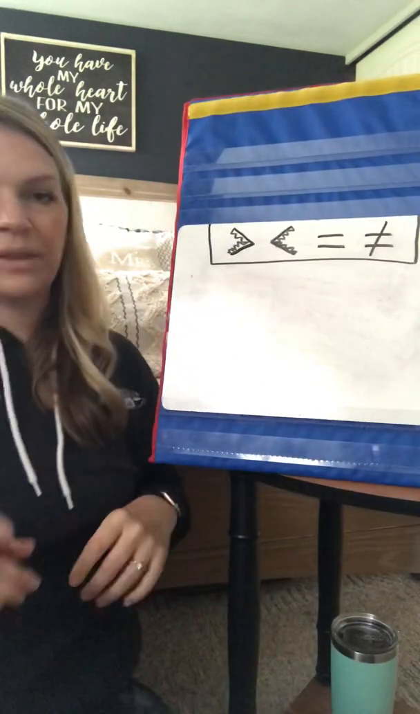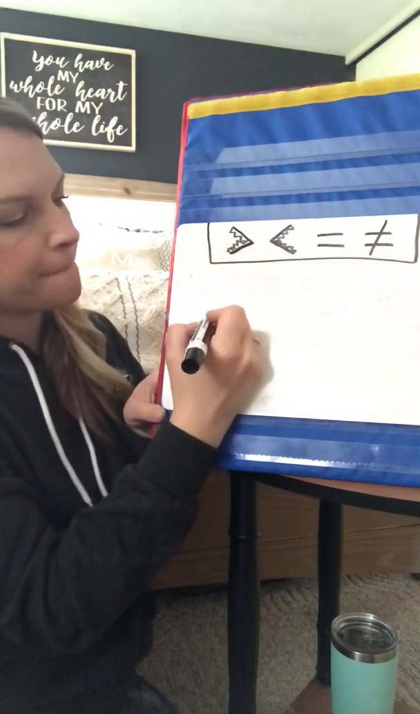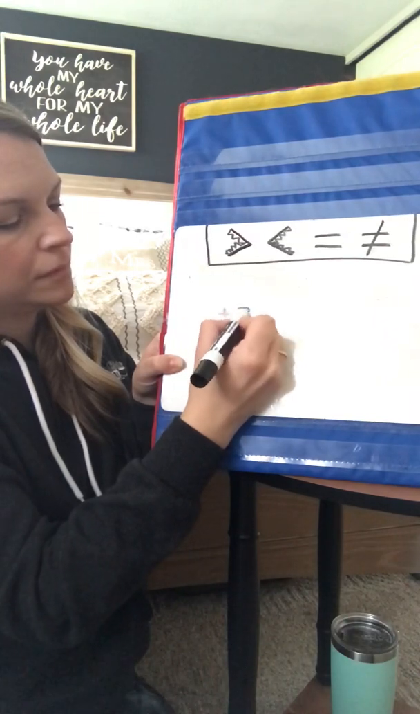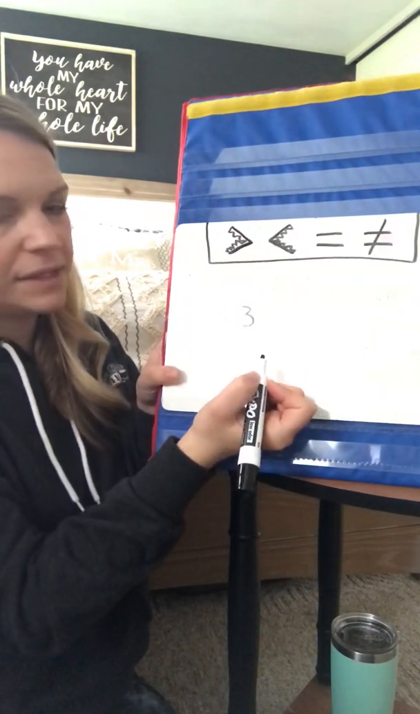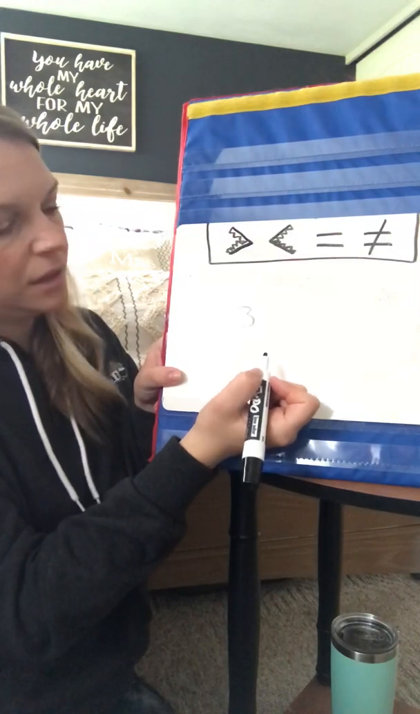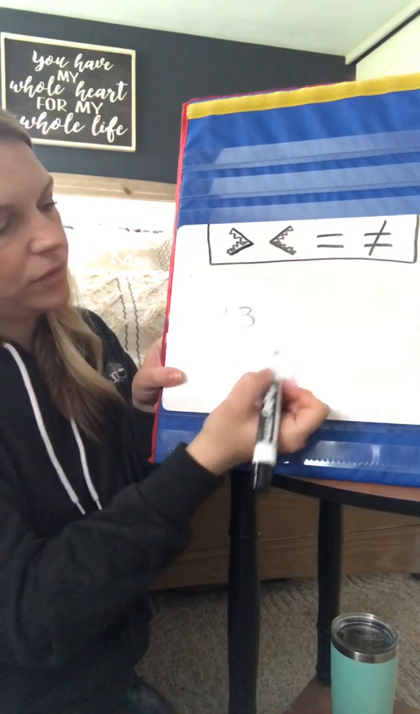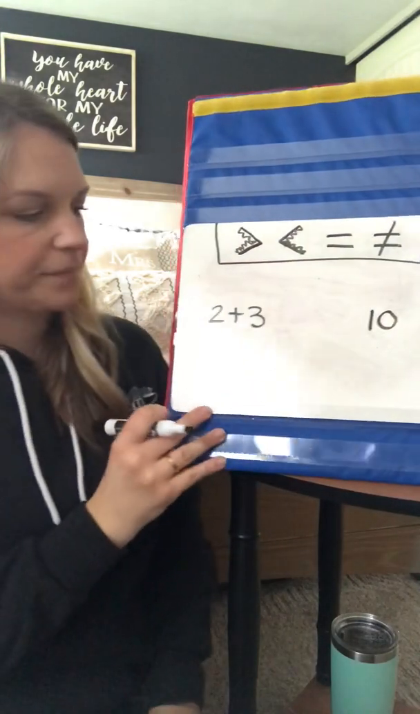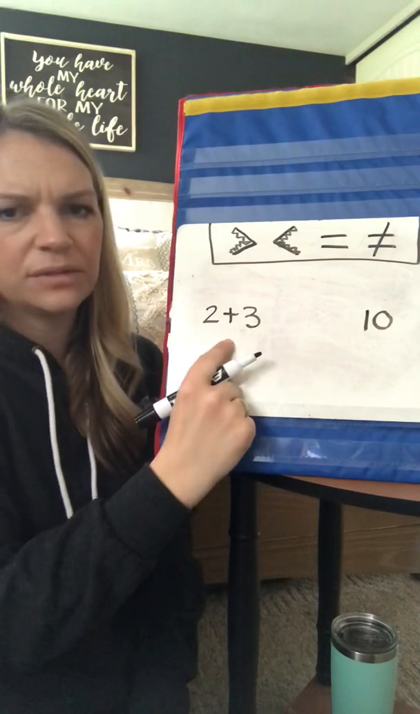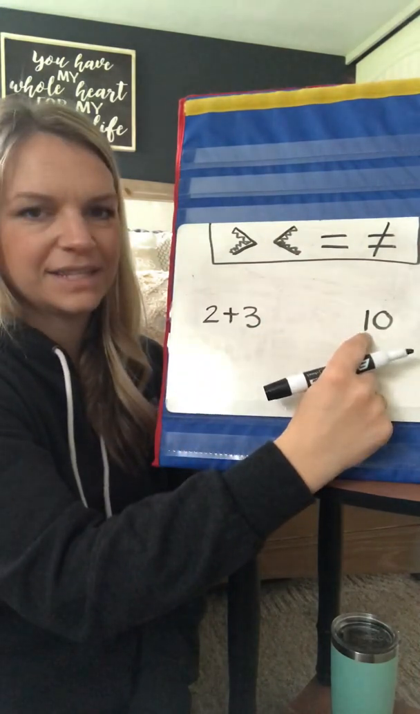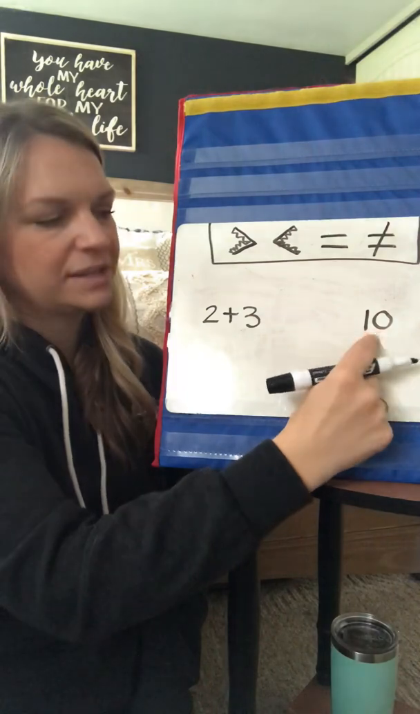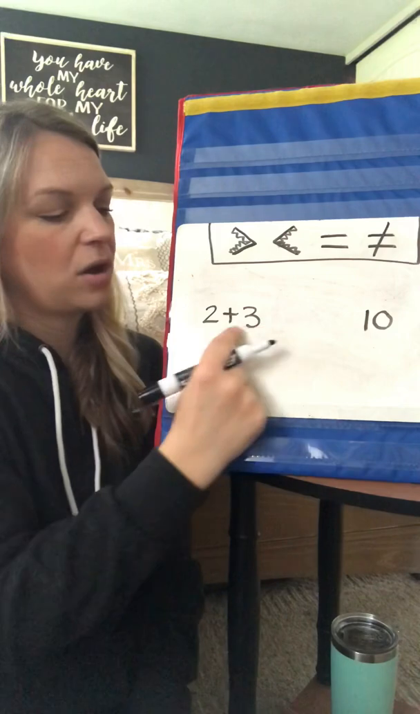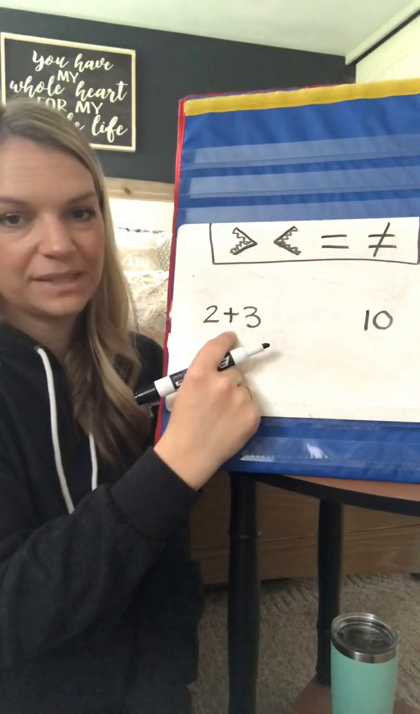One more. Let's try it with a number sentence. Let's go 2 plus 3 on this side. And I'm just going to write a number over here. No pictures this time. Ooh. We have 2 plus 3, and we have 10. Okay, now you might say, well, 10's a big number. I know that one's biggest. I'm just going to guess that one. But should we always check our work and make sure it makes sense?